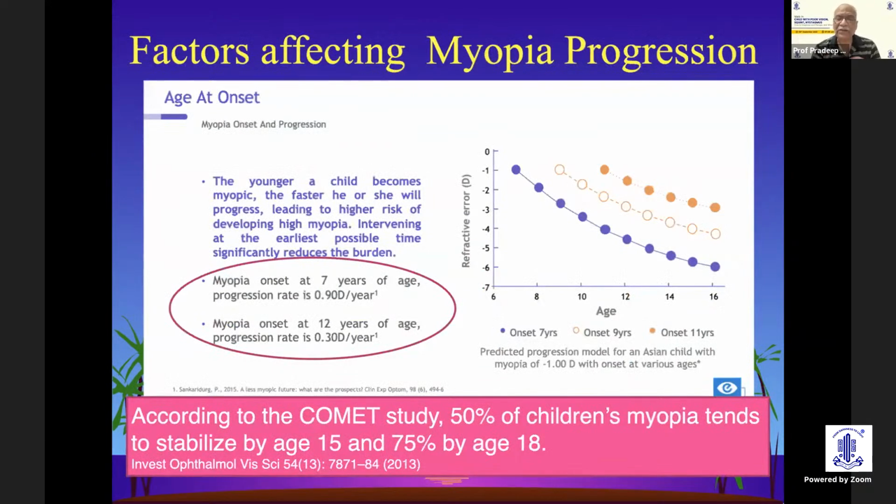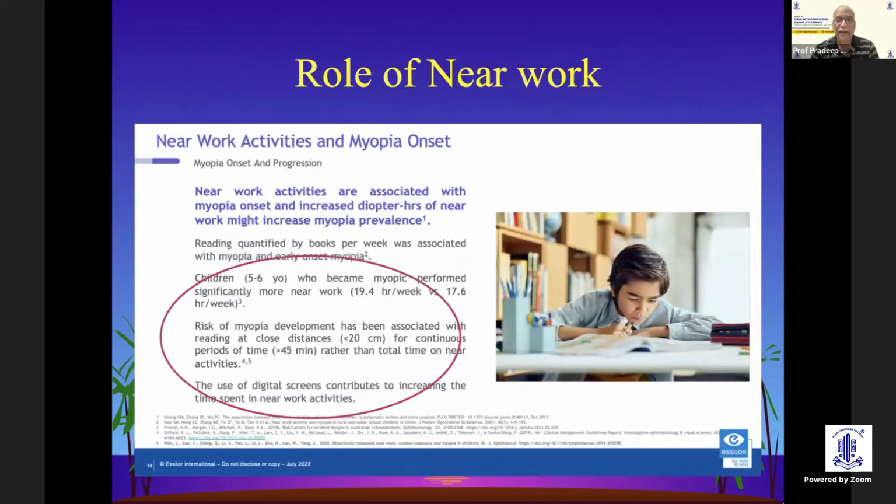The age of onset is very critical. Myopia onset at 7 years of age, the progression rate is 0.90 diopters per year. Myopia onset at 12 years of age can have the progression of 0.3 diopters per year. So if we can have the children picked up early, if they have any myopia, we would save them from having a high myopia. According to the COMET study, 50% of children's myopia tends to stabilize by age 15 and 75% by age 18. The role of near work is to be understood.